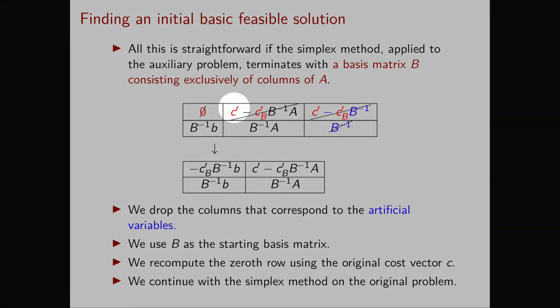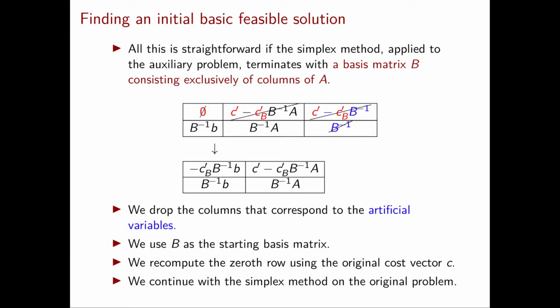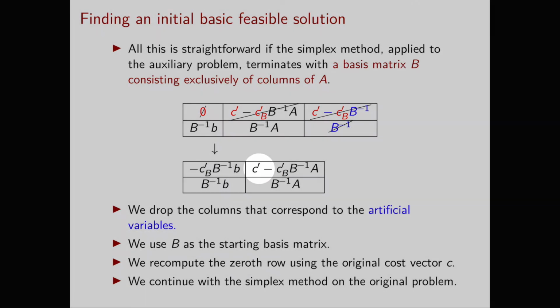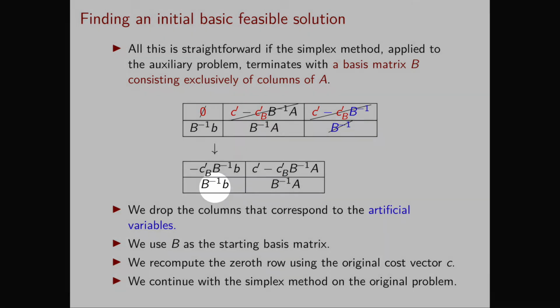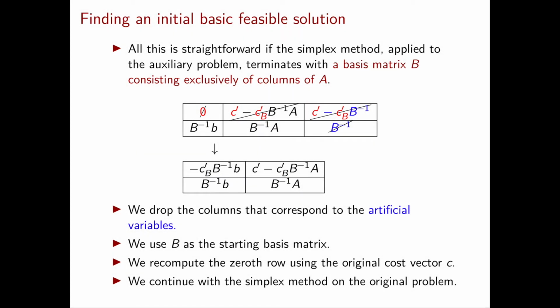In these tables I use the red c to indicate the costs in the auxiliary problem, while I use a black c to indicate the original costs. At this point we're done. We have our basic feasible solution with basic components B inverse b. We have our basis matrix capital B, and we also have our starting tableau over here. We didn't even need to recompute all of it. We only needed to compute explicitly the 0th row.